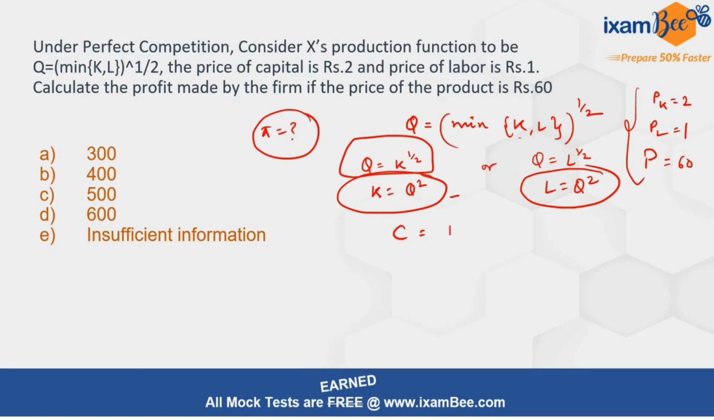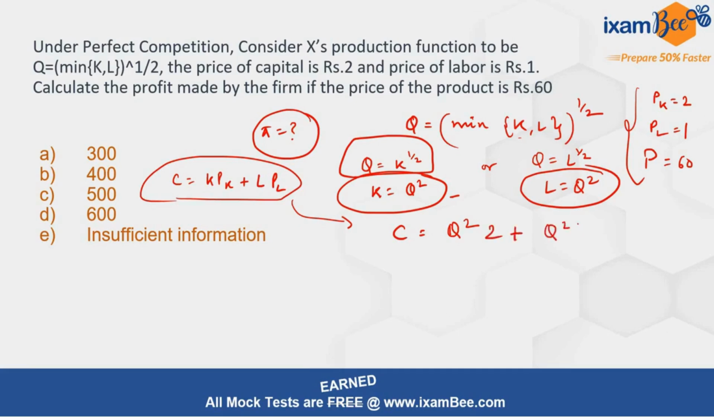Now in the total cost function, you can substitute these values. Actually the cost function is K times the price of capital plus L times the price of labor. This is the actual cost function. Now I'm substituting the values of capital and labor and the price of capital and the price of labor as well. So Q square times 2 plus Q square times 1. This is going to be a total cost function which is equal to 3Q square. This is my total cost that the firm has incurred.